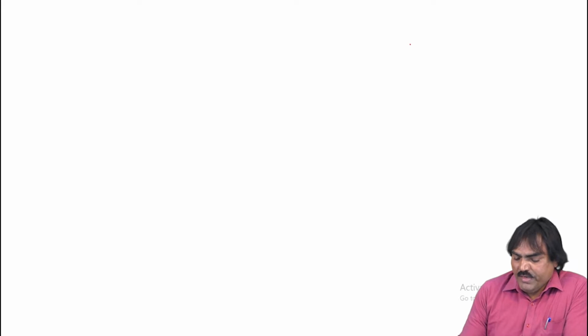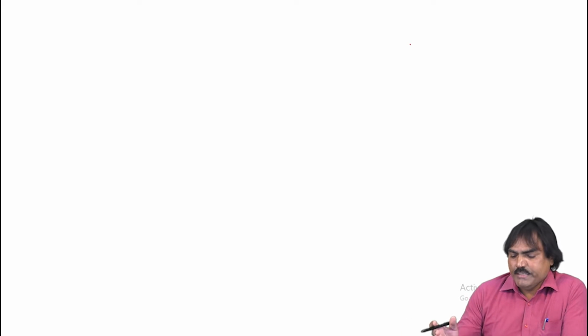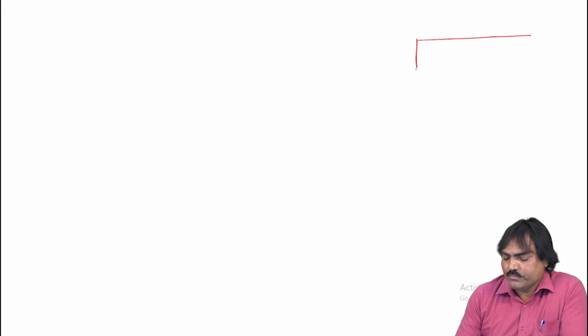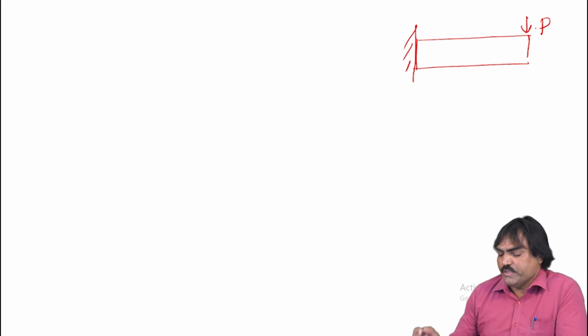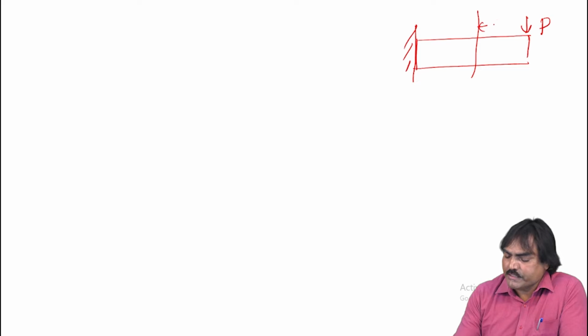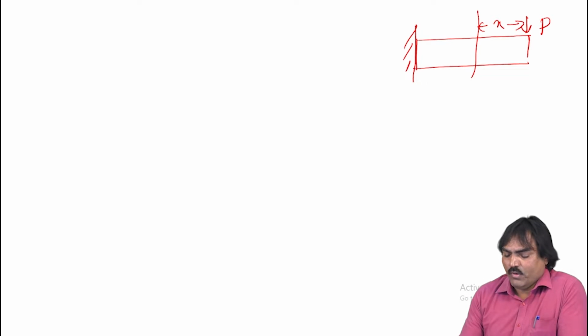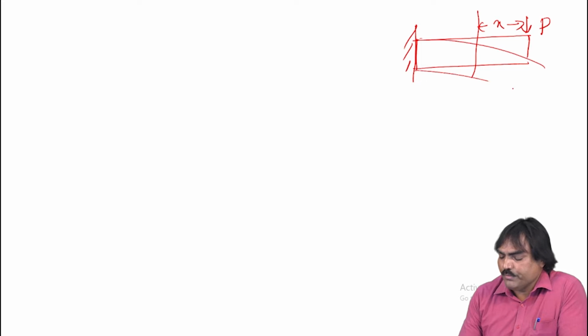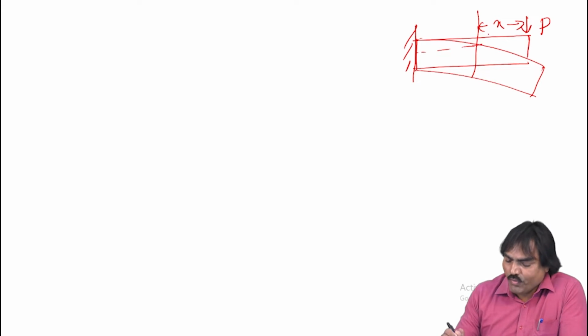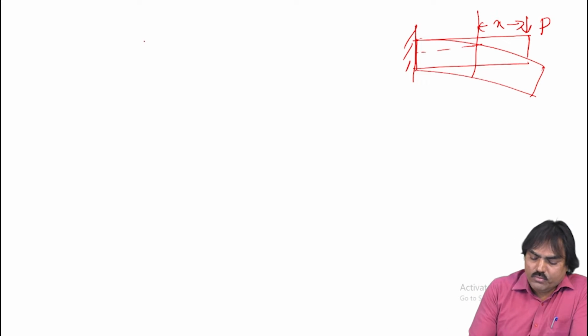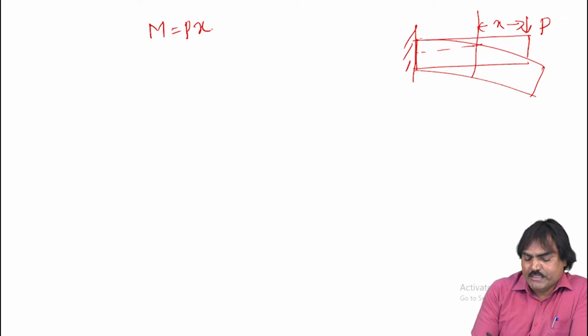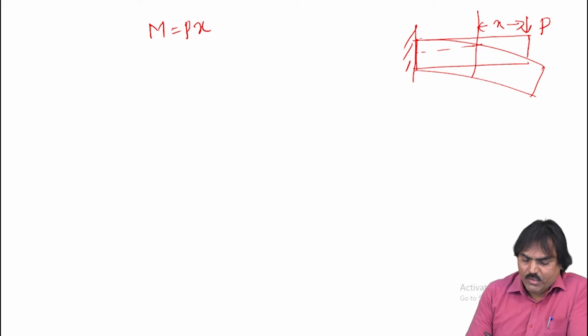The beam theory: when a beam is subjected to transverse loads, if you take a small section at distance equal to x from the free end, suppose this is the beam which is subjected to load, now this cross section of the beam rotates like this. At a distance equal to x, here we'll have a small elemental displacement, y. So the moment is given by force into perpendicular distance. M is equal to P into x.